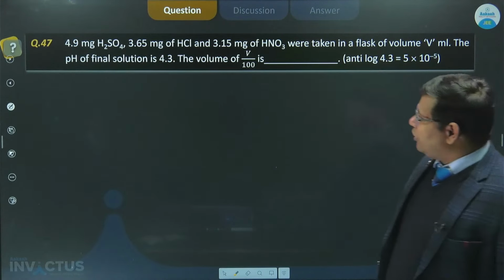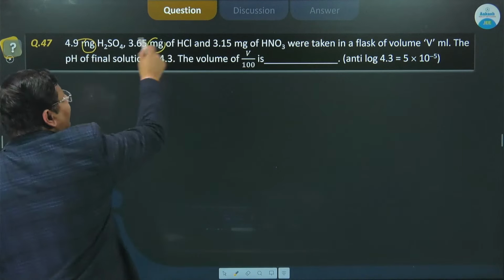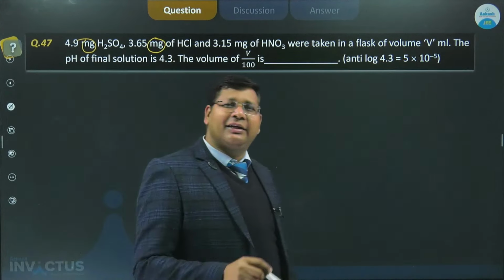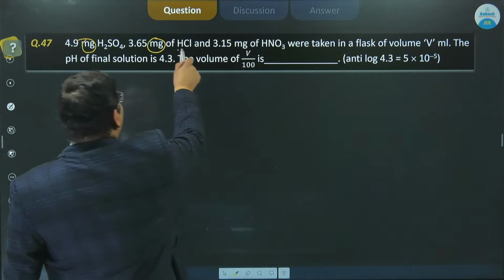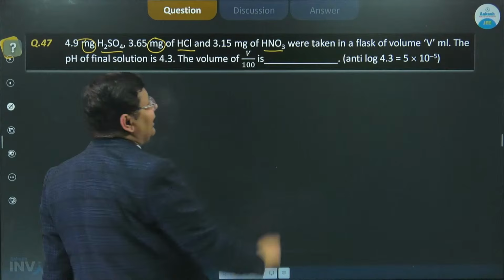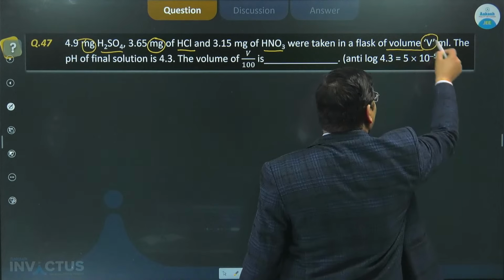Okay, next question is 4.9 मिलीग्राम. तो बच्चों यहाँ पर याद रखना मिलीग्राम है, ग्राम नहीं है. 10 to the power -3 से आंसर चेंज हो जाएगा आपका. तो सबसे पहले हम लोग क्या किया, all are acid. तो first we have to find out all are acid. तो we are taken in the volume. देखो यहाँ पर जो फ्लास्क का वॉल्यूम है V ml में.